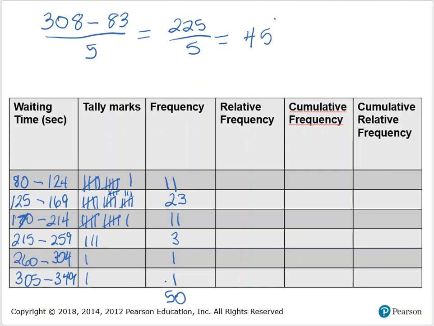Now the frequency distribution that I'm making right now is a working frequency distribution. If I were to present this information to somebody else, I would not use the tally mark column to do that. I would take that totally out. It should be typed up nice and neat.